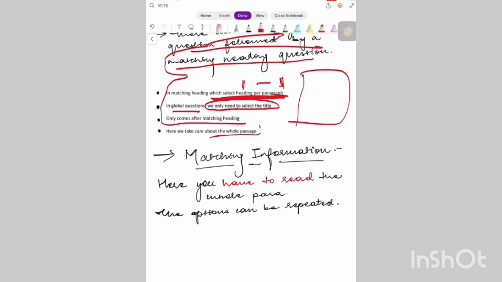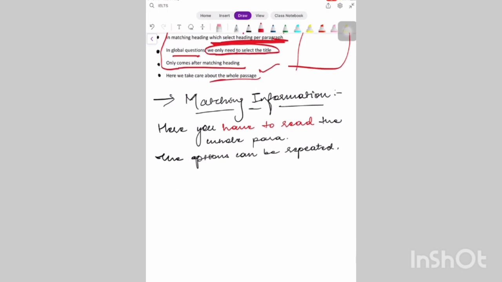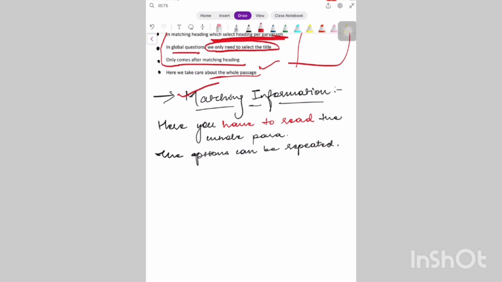There is also another kind, that is matching information. Here you have to read the whole paragraph, or else you would not be able to understand the options and the correct option, and the options can be repeated as well. So if I talk about options in general, options are repeated. There can be multiple options and they are there to confuse you. So about options you must be clear.